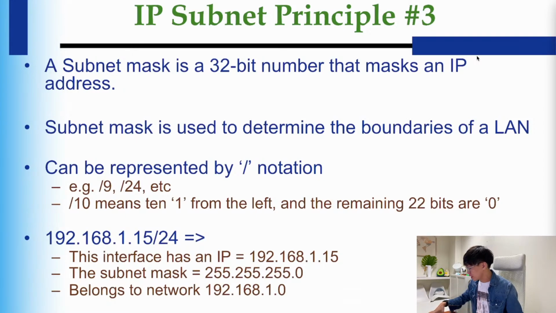Okay, now rule number 3. Let's talk about subnet mask. We already saw subnet mask in the previous lecture. That 255.255.255.0, that is a subnet mask. So in this class, we want to be sure about why we even use a subnet mask.